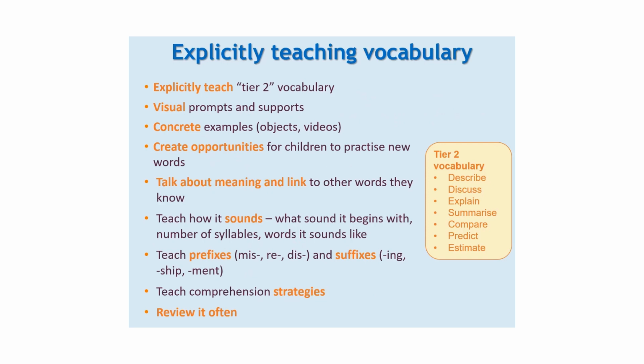Explicitly teaching vocabulary. This includes the following. Explicitly teach Tier 2 vocabulary. Visual prompts and supports. Concrete examples, for instance objects and videos. Create opportunities for children to practice new words. Talk about the meaning and link to other words that they know. Teach how it sounds, what sound it begins with, the number of syllables, and words it sounds like. Teach prefixes and suffixes. Teach comprehension strategies, and review it often.